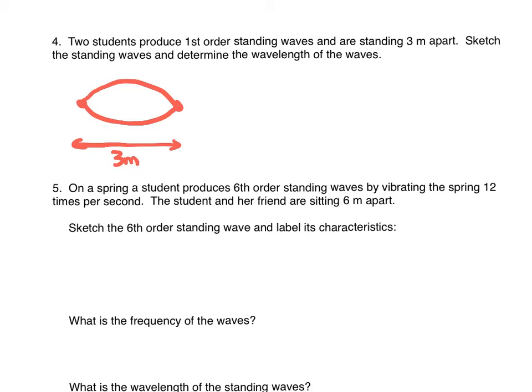So if you recall from previous stuff here that we've done, the wavelength of a standing wave is just node to node distance times 2. So if it's 3 meters from node to node, that's 3 meters. So that means our wavelength of our standing wave is going to be 3 meters times 2 in this case, or 6 meters for that first order standing wave.